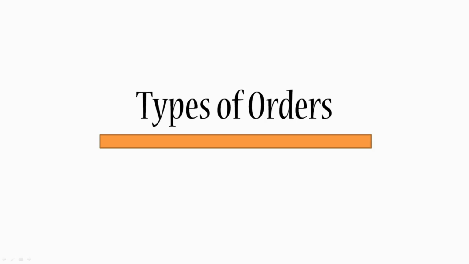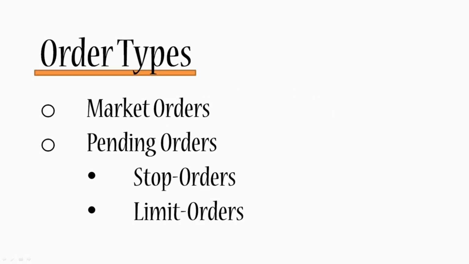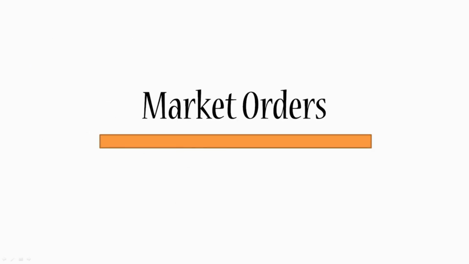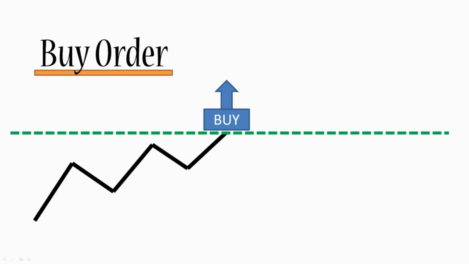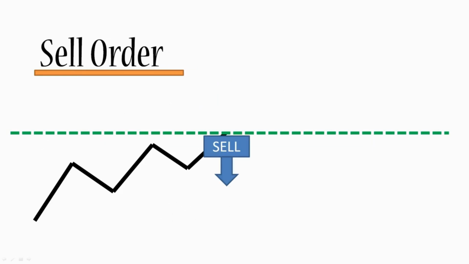Types of orders on the Forex market. There are two main classes of orders on the Forex market, and these are market orders and pending orders. And there are two categories in the pending orders: stop orders and limit orders, and we'll have a look at all of them right now. So market orders, you're already familiar with these orders. These are the buy order and the sell order.